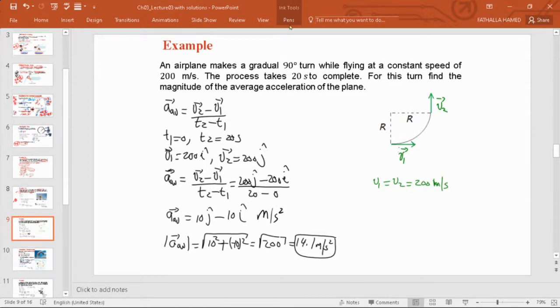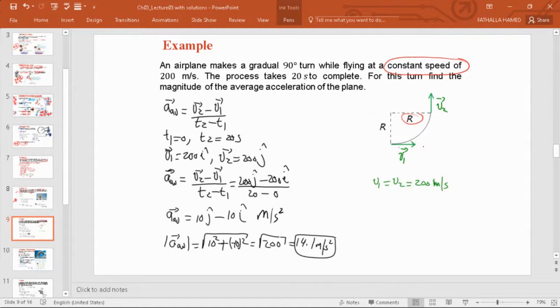So they tell you that it is a constant speed. And it makes a turn, a gradual turn. A gradual, that means it's not sharp. If it's something like this, that's not gradual. That's not what they're talking about. They're talking about a gradual turn. That means it will go something like this. What you see, it's like a curve. And this will be of a radius r.